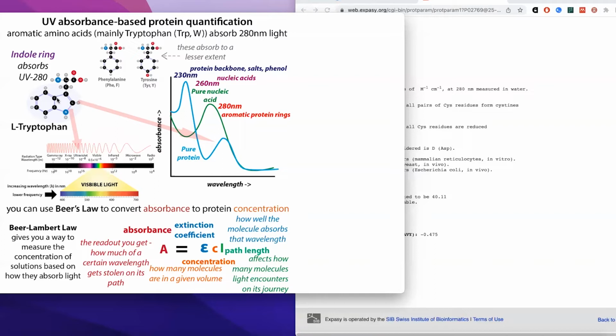And this is going to be directly related to how many of these aromatic amino acids we have. So you can imagine if you had a lot of tryptophan, then you would absorb more. So you would get tricked into thinking, oh, I have a lot of protein, when really you have less of the protein. Your protein just happens to have a lot of tryptophan. So it's important that we know the extinction coefficient for the protein that we're studying.